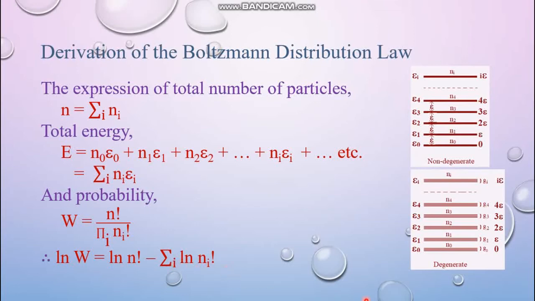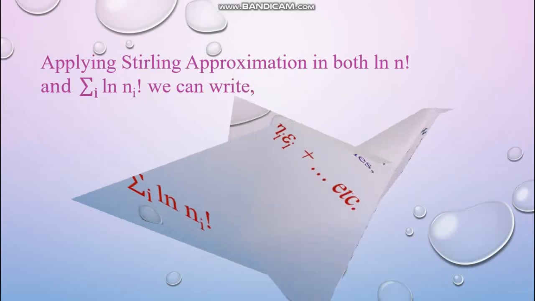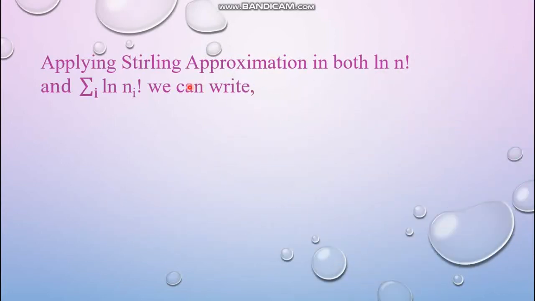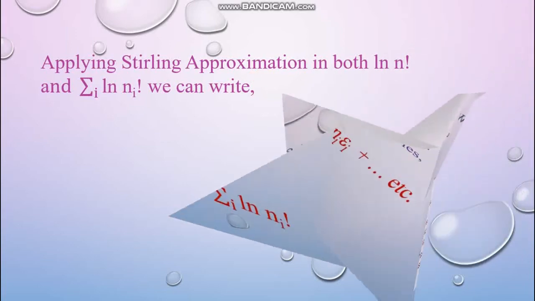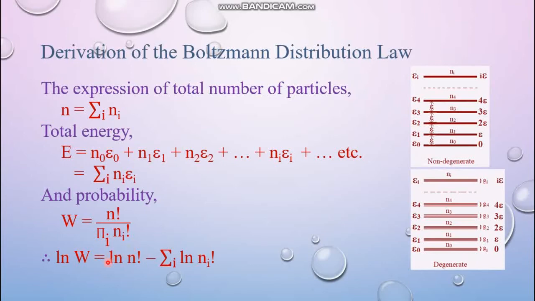Is that clear? Now the Stirling approximation. This we have done in my last lecture, the 4th lecture on statistical thermodynamics. So you have remembered the Stirling approximation, which can be applied in both the expressions. Here in this expression, ln n factorial, this is a large number now, so it can be applied. And here ln ni factorial, this is also a large number, so here also it can be applied. So in both these expressions, the Stirling approximation can be applied.